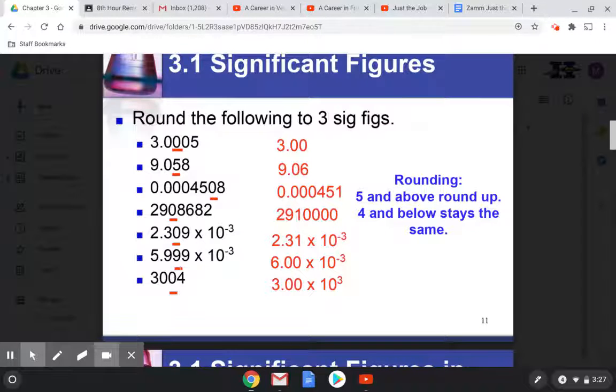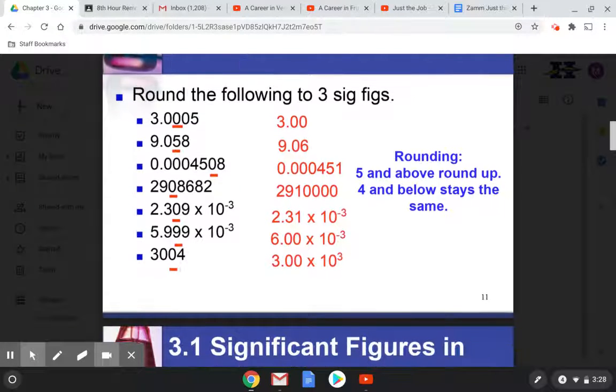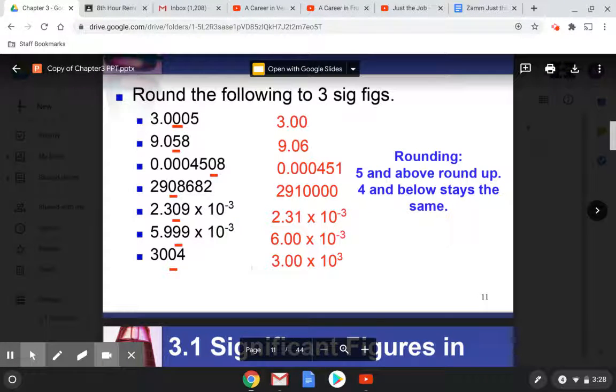And then since in this last example, 3 and 4 are on the outside and the zeros are in between, you're going to be able to say that the 3 is significant, the 0 is significant, and the 0 is significant. Since it's not 5 or higher, you're going to round down, so it's going to be 3.00.